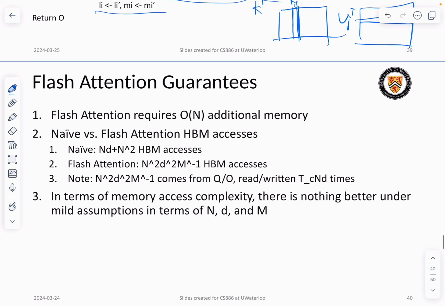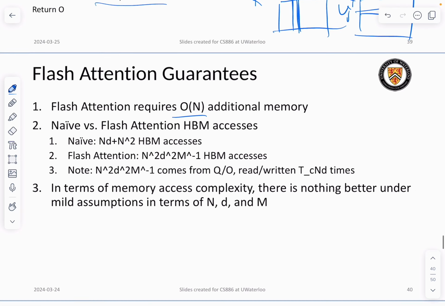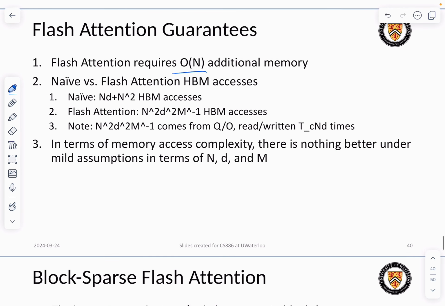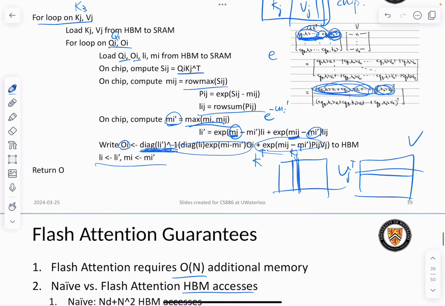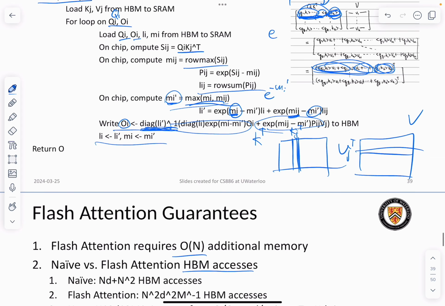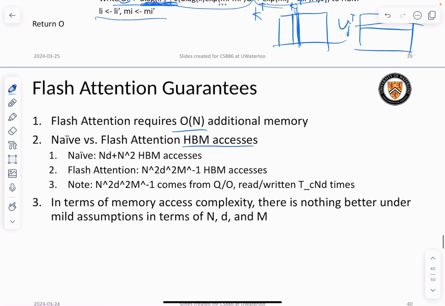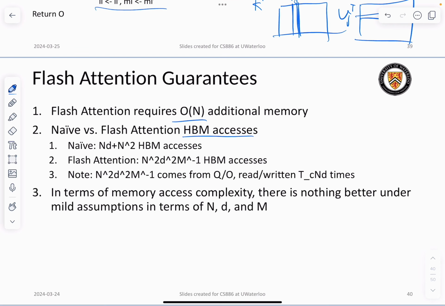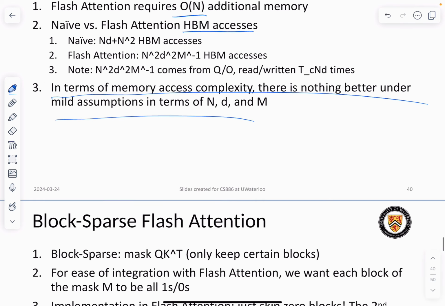So flash attention guarantees the following. It requires additional memory, which comes from L and M. But of course it requires way fewer HBM accesses, because we do all the intermediate steps on the chip, and then we do one final write at the end. Yeah, these are on the chip, right? And they prove a theorem that says in terms of memory access complexity, there's nothing better under some mild assumptions.